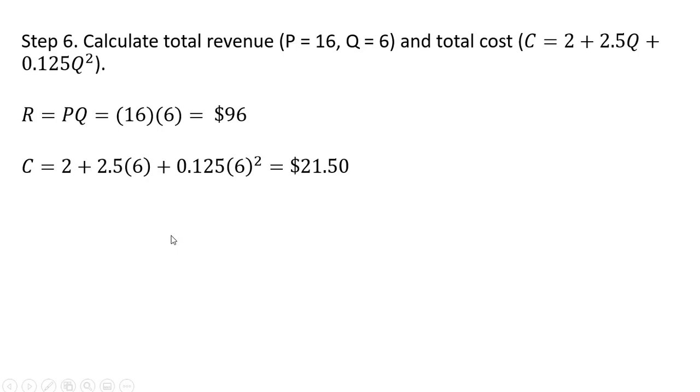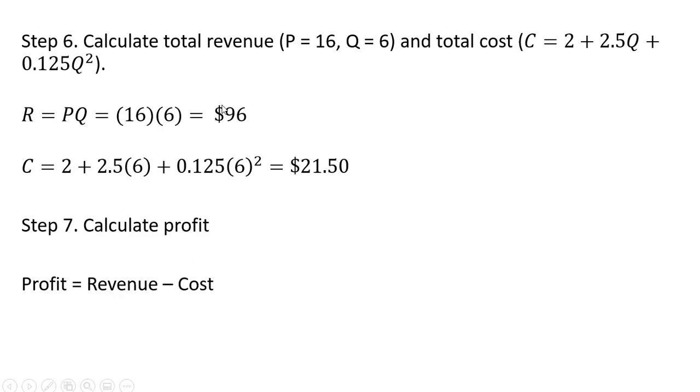So in our final step, we're going to calculate the firm's profit by taking total revenue, minusing out the total cost, and we get $74.50. Okay, that's it.